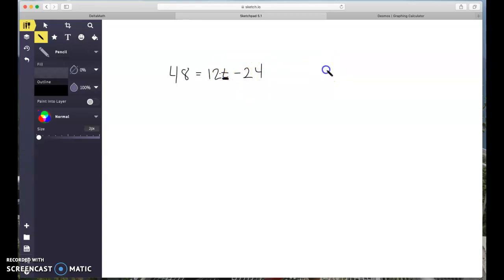So again, thinking about that order of importance, we want to think about SADMAP, which is our order for solving, right? It's our reverse order of operations. So the first thing that we want to get rid of is the added or subtracted term, right? So we see we have this minus 24. So we're going to do the opposite of minus 24, which is plus 24.